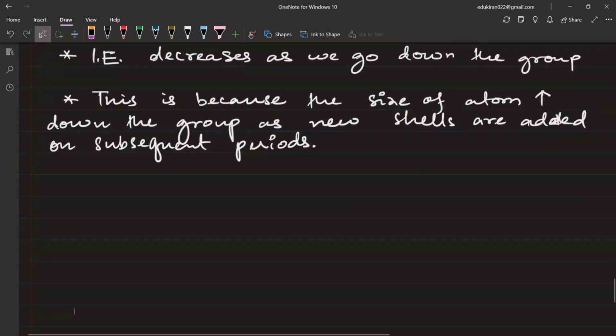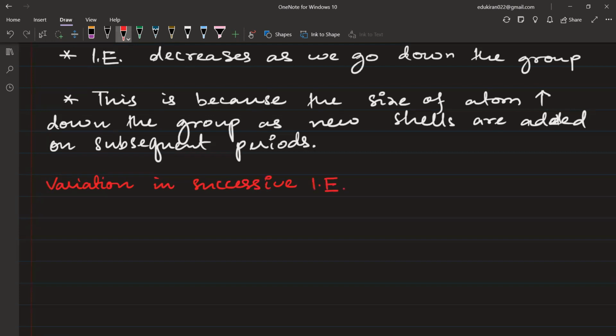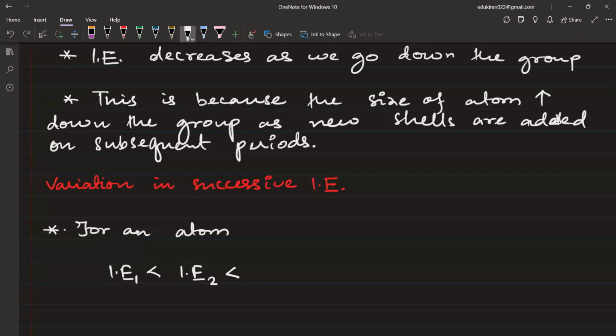After variation in group, you will write variation in successive ionization enthalpy. In this case, we have already seen that for an atom, the first ionization enthalpy is going to be the smallest, followed by the second ionization enthalpy, followed by the third ionization enthalpy, and so on.